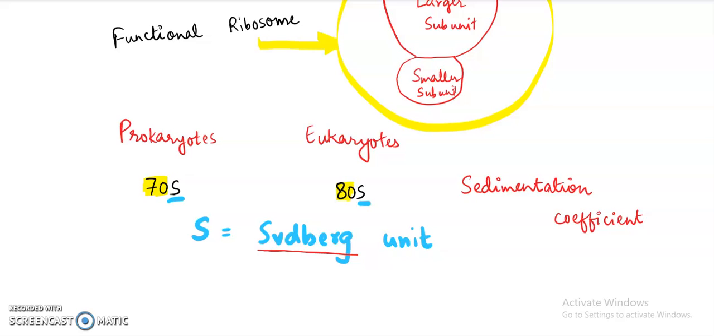Now sedimentation means the process of settling down. You might have seen that things which are greater in density settle faster than the ones that are lighter. So in prokaryotes, ribosomes have a different sedimentation coefficient, whereas in eukaryotes it is different. In prokaryotes the value is 70S, whereas in eukaryotes it is 80S.